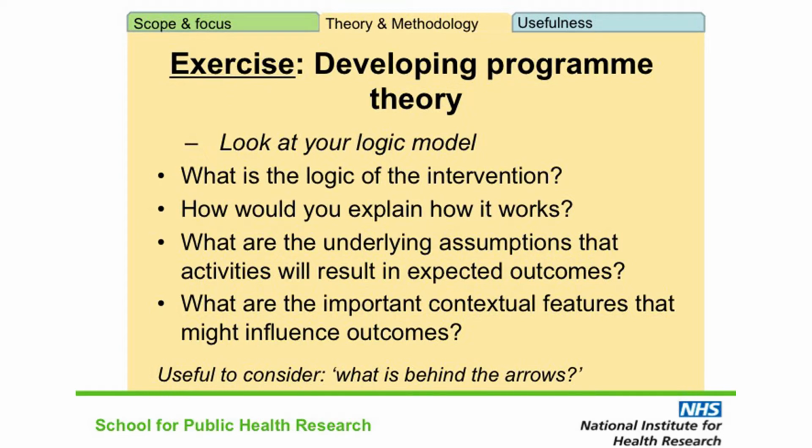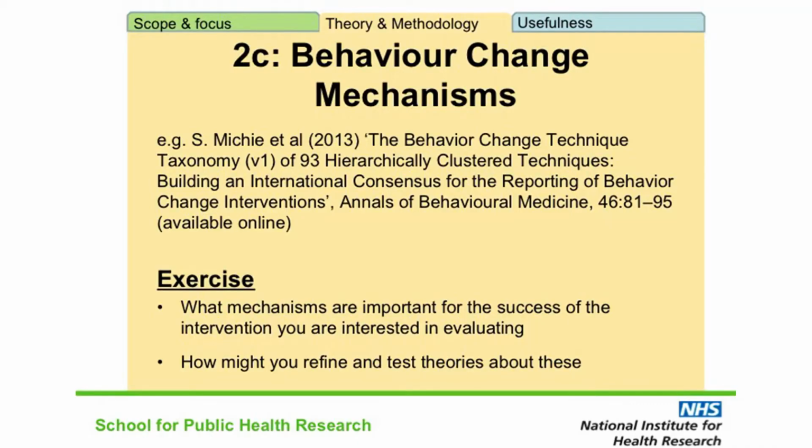It's useful very much to consider, if you draw a flowchart like the earlier example with the arrows between the boxes, it's what's behind the arrows that's most important. So it's how those linkages work and what are the assumptions underlying them. An important element of understanding the assumptions behind your theory model is to look at and understand behavior change mechanisms that you're assuming will happen in order to achieve the outcomes. So for this exercise, I'd like you to think about what mechanisms are important for the success of the intervention you're interested in evaluating, and how might you refine and test your theories about these.